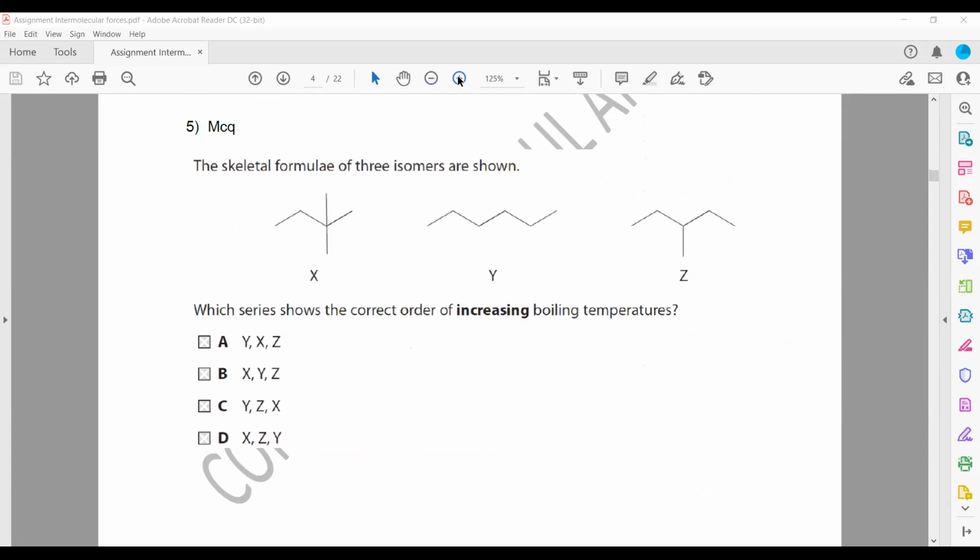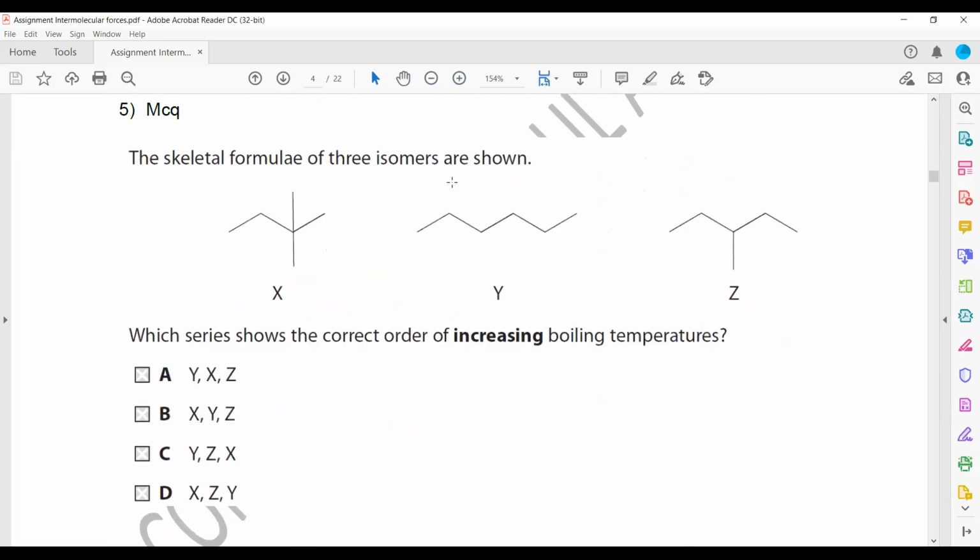Then question 5: the skeletal formulas of three isomers are shown. Which series shows the correct increasing boiling point? As we know, as the number of branches increases, the boiling point decreases. First we check the number of carbons: 1, 2, 3, 4, 5, 6. All have 6 carbon atoms.